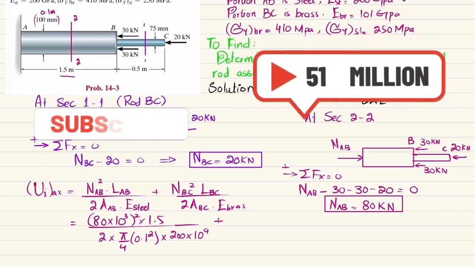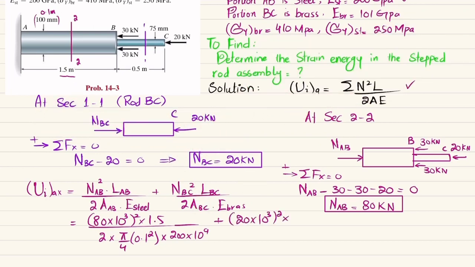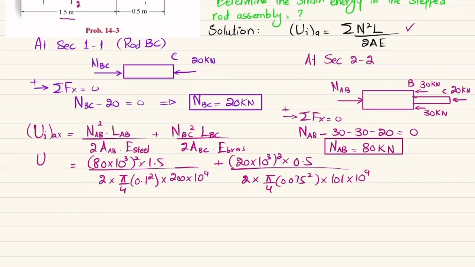Similarly, you can do it for rod BC. So NBC is 20 kilonewton, so (20 into 10 to the power 3) whole square. Length of BC is 0.5 divided by 2 times area of BC. Diameter is given as 75 millimeter, which is equal to 0.075 meter. So pi by 4 D square, so pi by 4 into 0.075 square into E of brass. E of brass is 101 gigapascal, so 10 to the power 9. This will give you strain energy due to axial loading. When you calculate it, you will get strain energy due to axial loading comes out to be 3.28 joules.